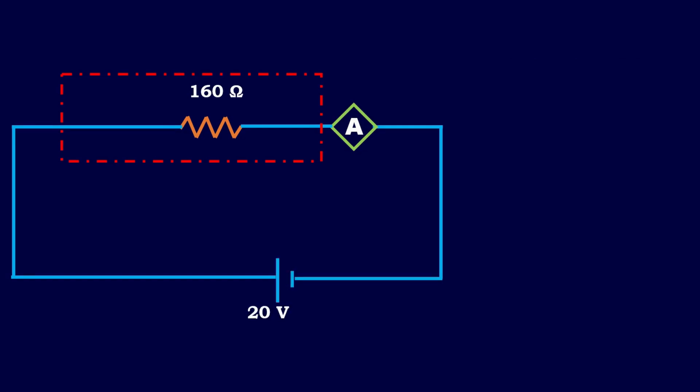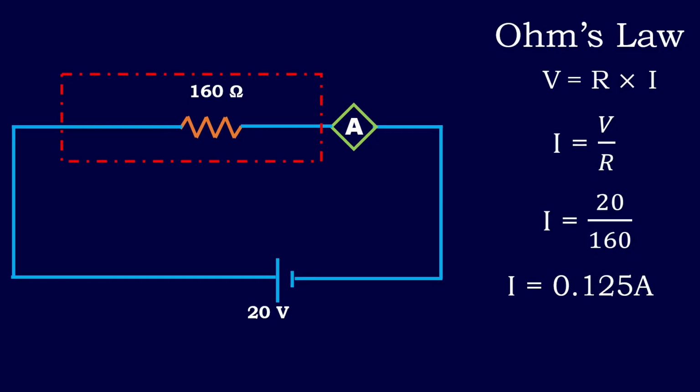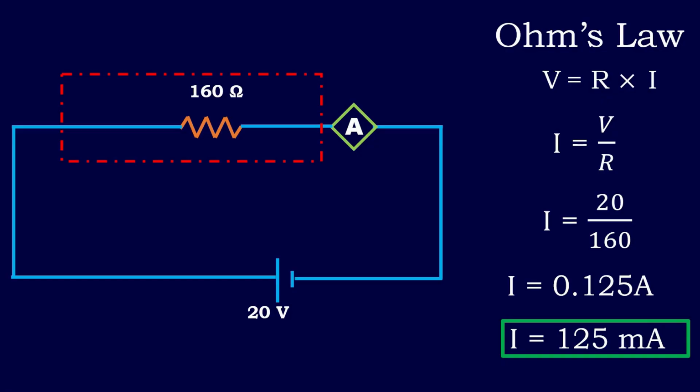Now, we apply Ohm's law to this simplified circuit. The total resistance is 160 ohms, and the battery voltage is 20 volts. So, the current is voltage divided by resistance. That gives us 20 divided by 160. On solving, we get 0.125 amperes. That is equal to 125 milliampere. This is the total current supplied by the battery.